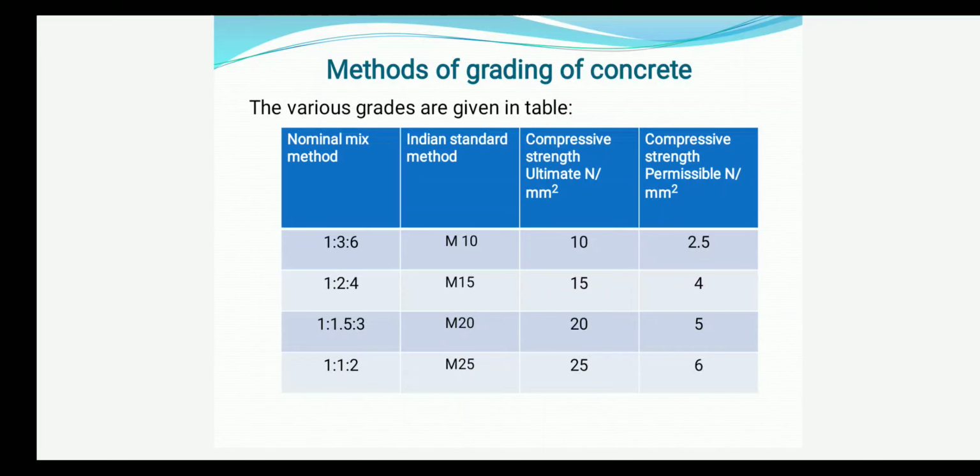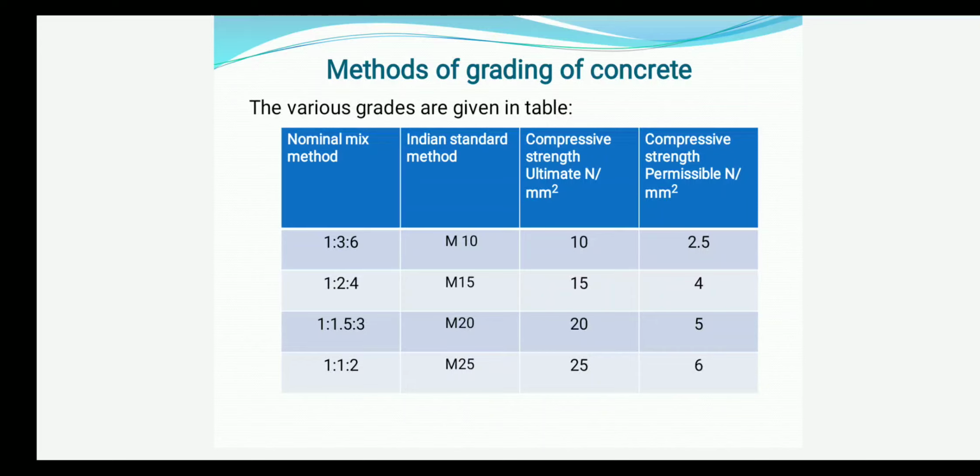Similarly, M15 grade of concrete is similar to the nominal mix 1:2:4. That is, for M15 grade of concrete, it has 1 part of cement, 2 parts of fine aggregates and 4 parts of coarse aggregates, which has an ultimate compressive strength of 15 and a permissible compressive strength of 4.